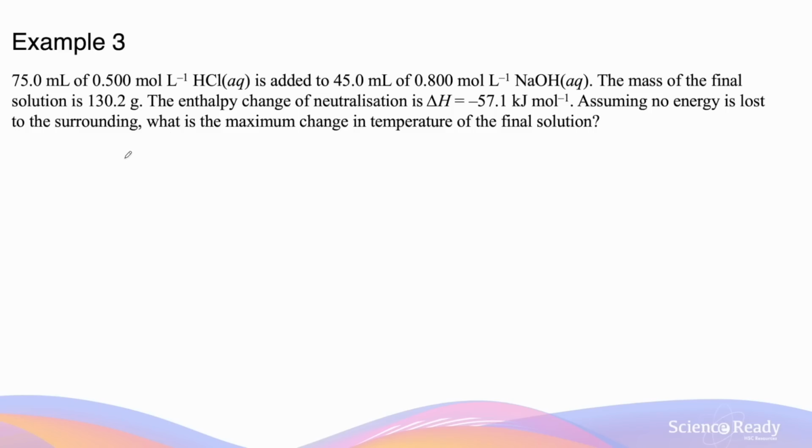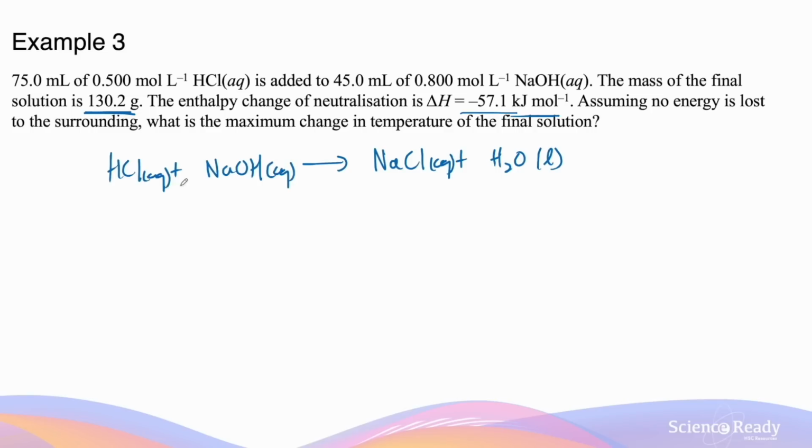Alright, let's go through an example on neutralization between acid and bases. 75 milliliters of a 0.5 mole per liter solution of hydrochloric acid is added to 45 milliliters of a 0.8 mole per liter solution of sodium hydroxide. The final mass of the solution is 130.2 grams, and we are given that the enthalpy change of neutralization reaction is minus 57.1 kilojoules per mole. So hydrochloric acid plus sodium hydroxide will give me a salt, which is sodium chloride, and water molecule. All of these are aqueous, and the water will be a liquid.